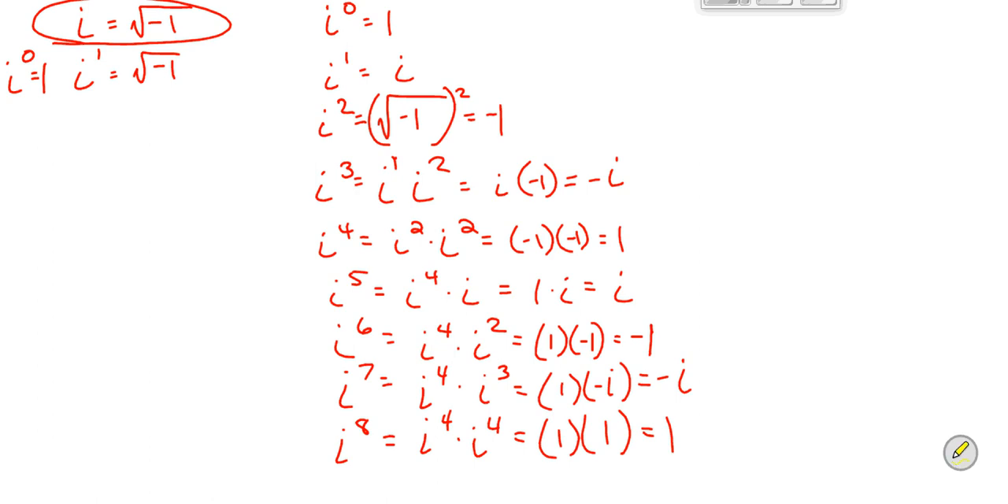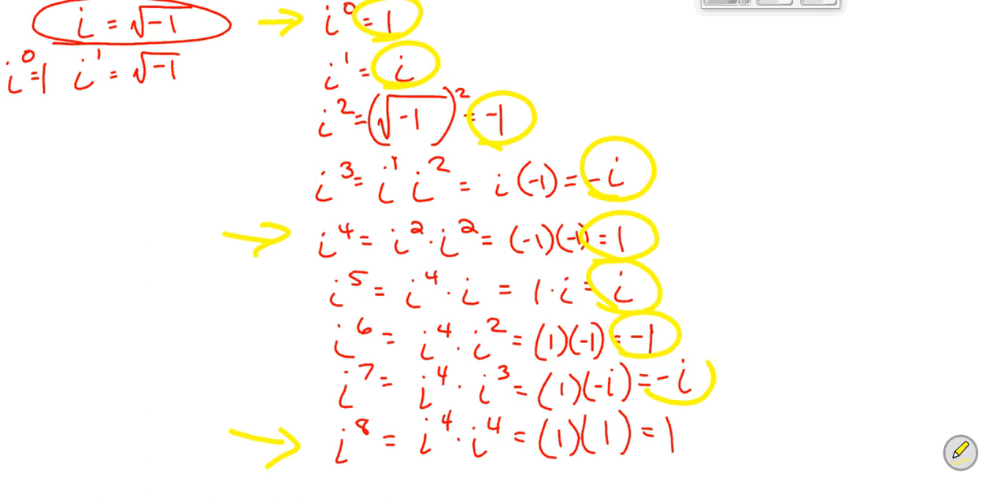i to the 0 was 1, i to the 4th is 1, i to the 8th is 1, and then look at that pattern afterwards. So we have our 1, then we have i, -1, -i. We have our 1 again, then we have i, -1, and -i. And then this one is 1, so we can say, oh, i to the 9th is just going to be i again. So i to the 9th is going to be i, and we can just keep going on with that pattern.